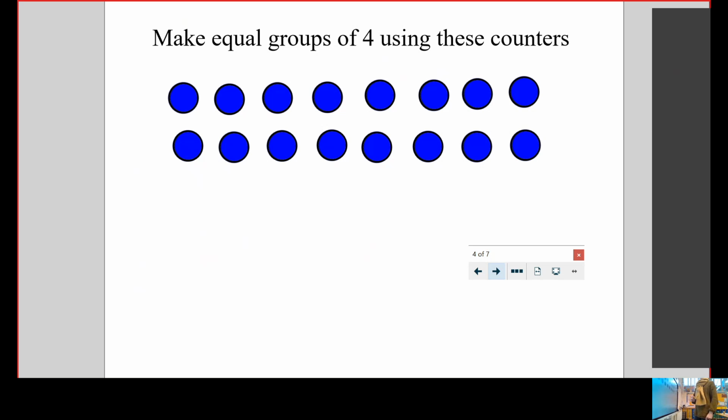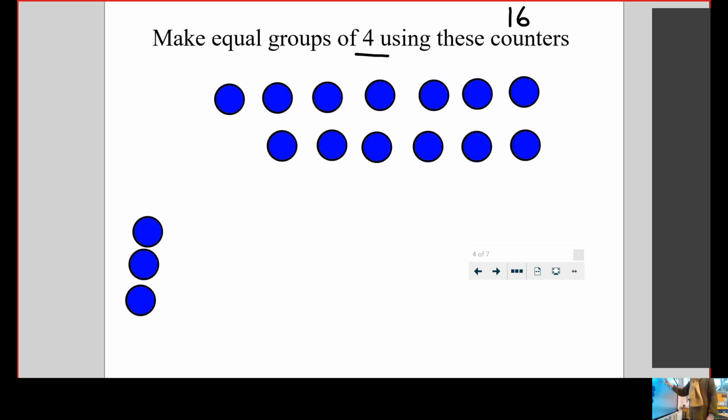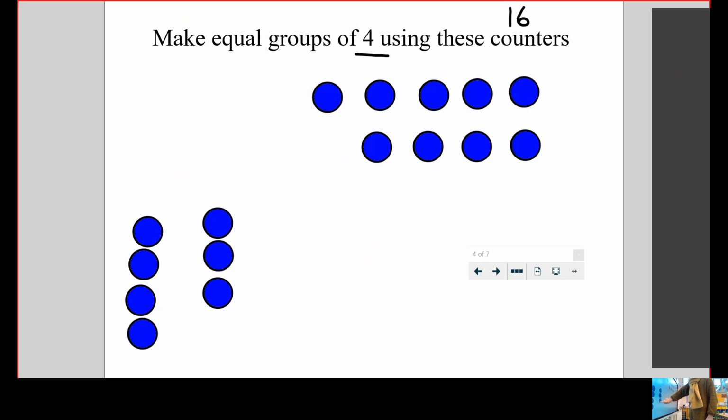Okay, let's have a look at this question. We've got 1, 2, 3, 4, 5, 6, 7, 8, 9, 10, 11, 12, 13, 14, 15, 16 counters. And we need to put those 16 counters into equal groups of 4 this time. So I'm going to, again, drag them into groups of 4. I am sharing. No, I'm not sharing. I'm grouping them into groups of 4.